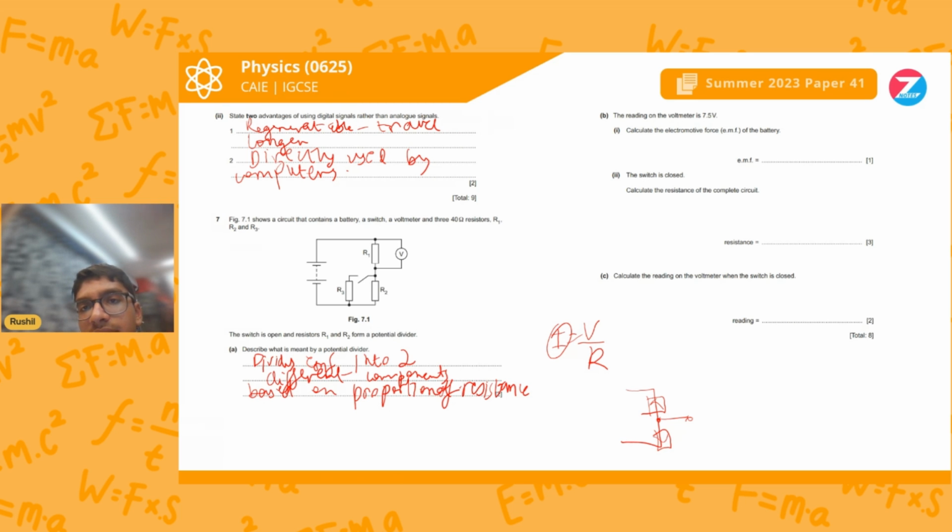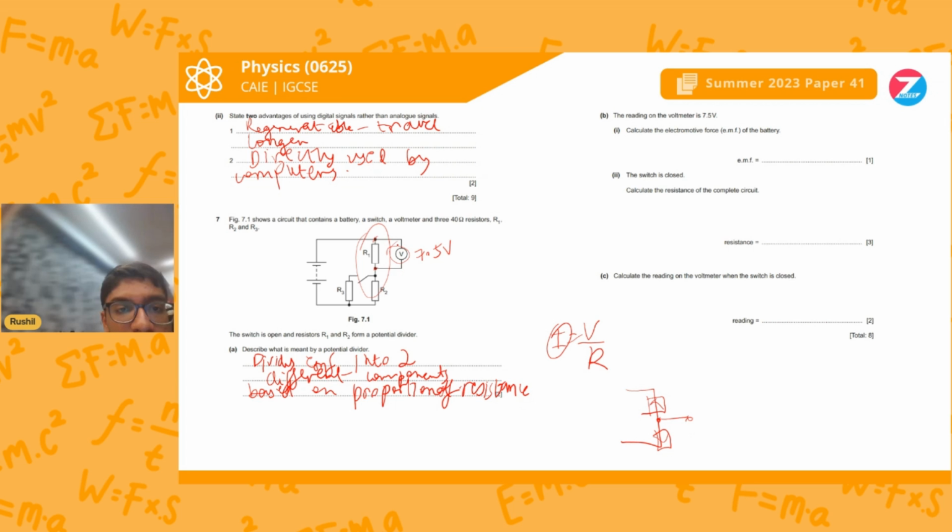Next up, the question is: the reading on the voltmeter is 7.5 volts. Calculate the EMF of the battery. Now, this is a bit tricky. This is the voltmeter we're talking about, and the reading on this voltmeter, which is connected to R1 only, is 7.5 volts. Now, as we can see, this forms a potential divider circuit.